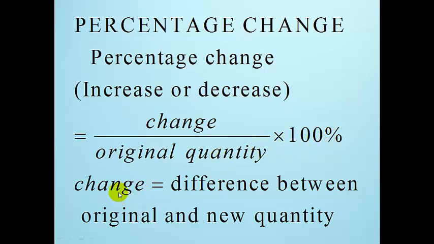Now the change is equal to the difference between the original and the new quantity. That will give you the change. So when you divide the change by the original quantity and you multiply by 100%, you will have the percentage change. Now let's take a look at an example and see how best we can find the percentage change.